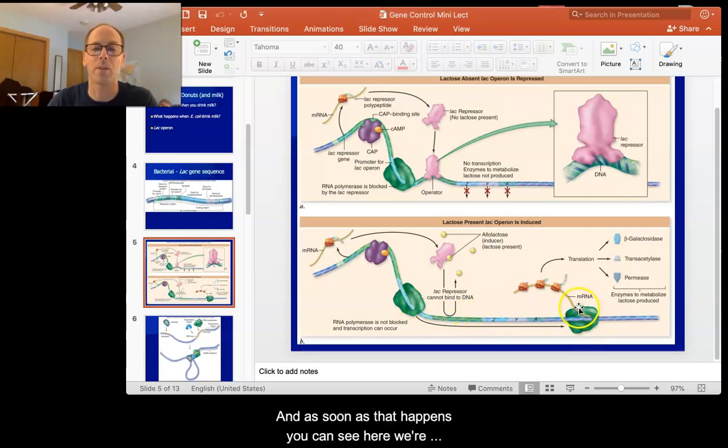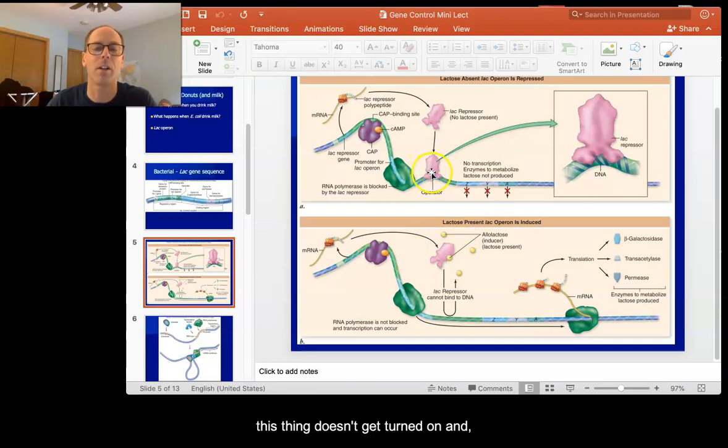And as soon as that happens, you can see here we're making messenger RNA. These little orange red things are my ribosomes. They start making the protein, so they're going to translate proteins. These three proteins are going to be used to break down that milk sugar. So in this case, I have this really nice, elegant little machine. It only turns on when I have milk present. If milk isn't present, this thing isn't turned on, and that's great. I don't want to express these genes unless I actually have to break down milk.